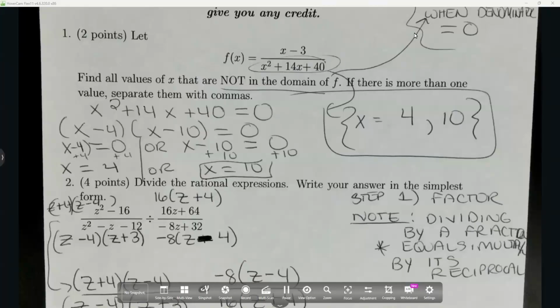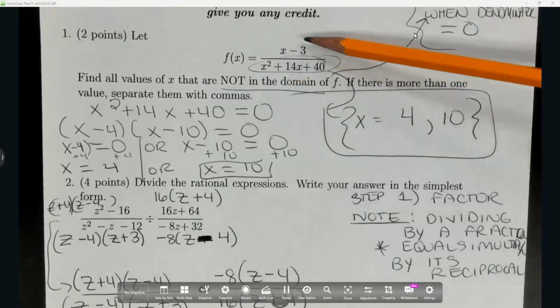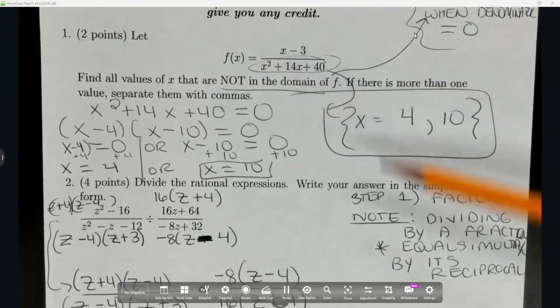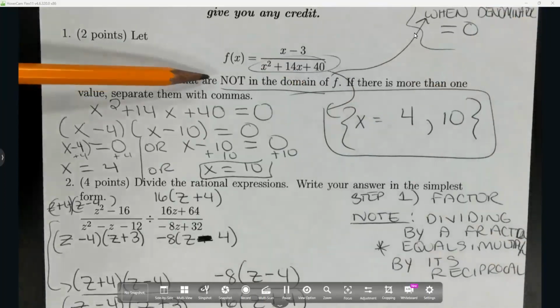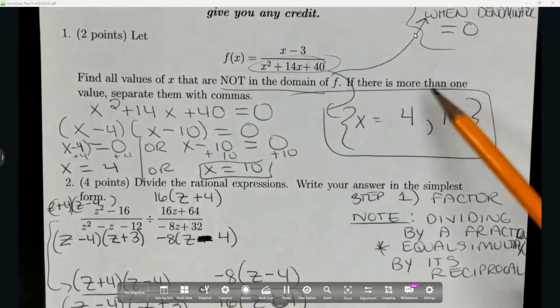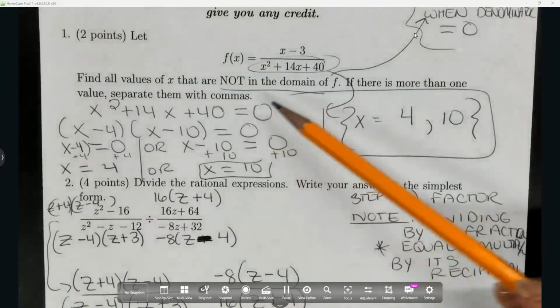All right, guys, this is your review for quiz 8, starting with number 1. We see f of x equals (x minus 3) over (x squared plus 14x plus 40). And it says, find all values of x that are not in the domain of f. If there is more than one value, separate them with commas.